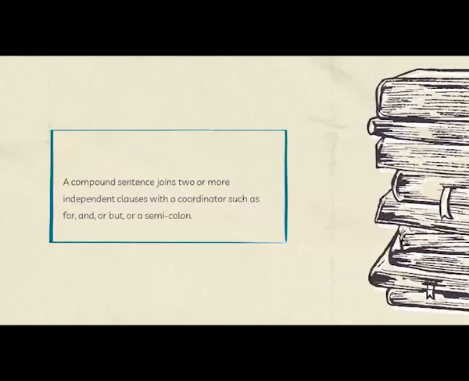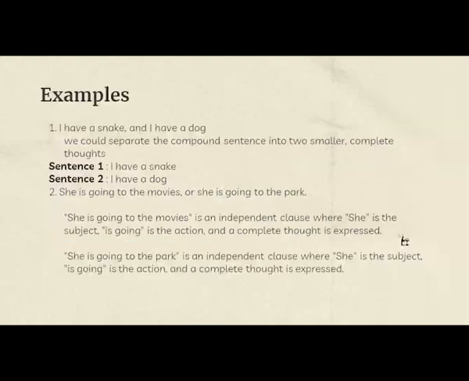Compound sentence. A compound sentence joins two or more independent clauses with a coordinator such as for, and, or but, or a semicolon. Independent clauses are two phrases that can stand alone as a complete thought, but they tie together a similar idea. Example: "I have a snake and I have a dog." We could separate the compound sentence into two smaller complete thoughts. Sentence 1: "I have a snake," and sentence 2: "I have a dog."